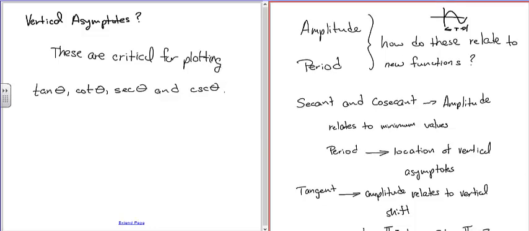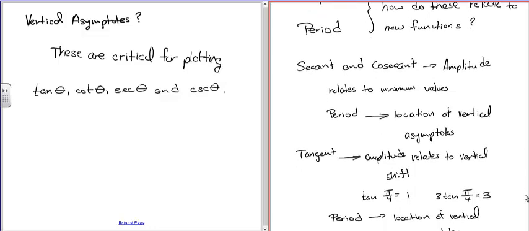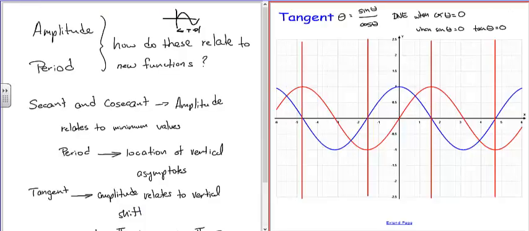So now, as far as the period and the amplitude of the tangent, it depends how quickly the function value increases as you go through the x-intercept. So first we're going to talk about the tangent function.